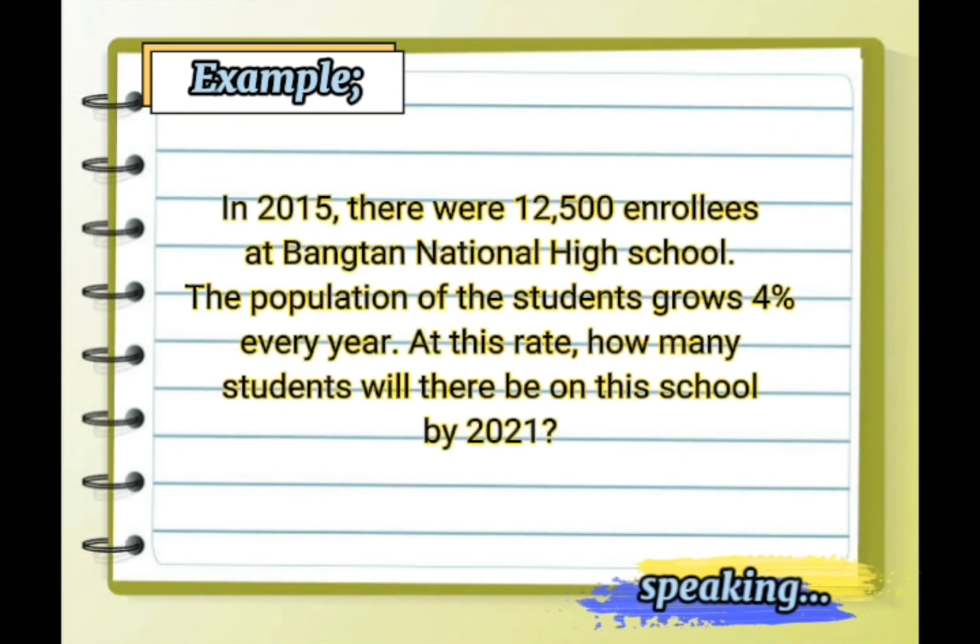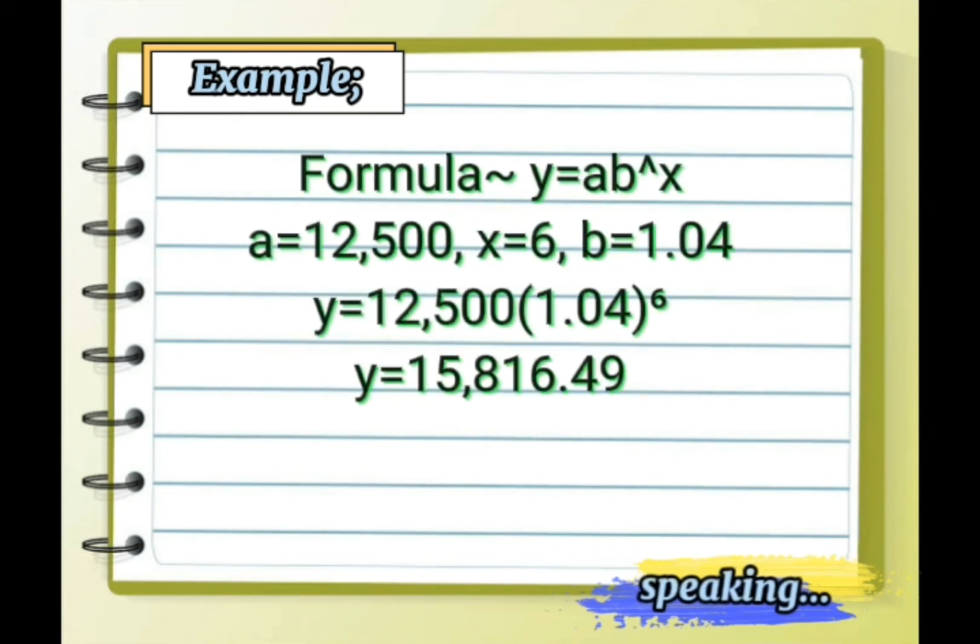Example: in 2015, there were 12,500 enrollees at Bangtan National High School. The population of the students grows 4% every year. At this rate, how many students will there be at this school by 2021? To solve this situation, we're going to identify what is being asked. First, we could say that it is a growth factor because the problem asks for the growth of the students in Bangtan National High School in 2021. We are going to use the formula y equals a times b raised to x.